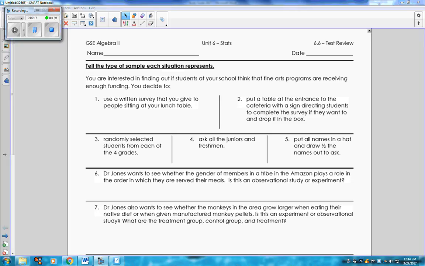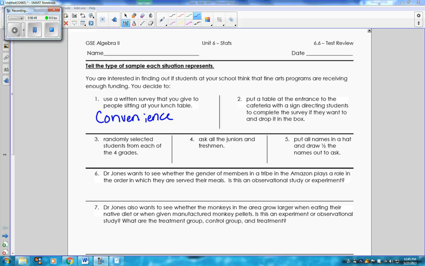So the first section of this study guide says you're interested in finding out if students at your school think that the Fine Arts program is receiving enough funding. So you decide to, 1, use a written survey that you gave to people sitting at your lunch table. So what type of sampling is this situation? What is this? This, problem 1, is a convenience sample, because they're convenient to you.